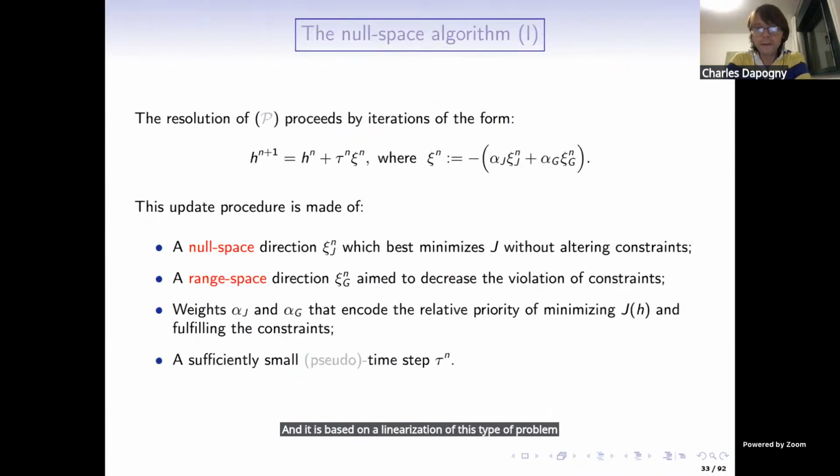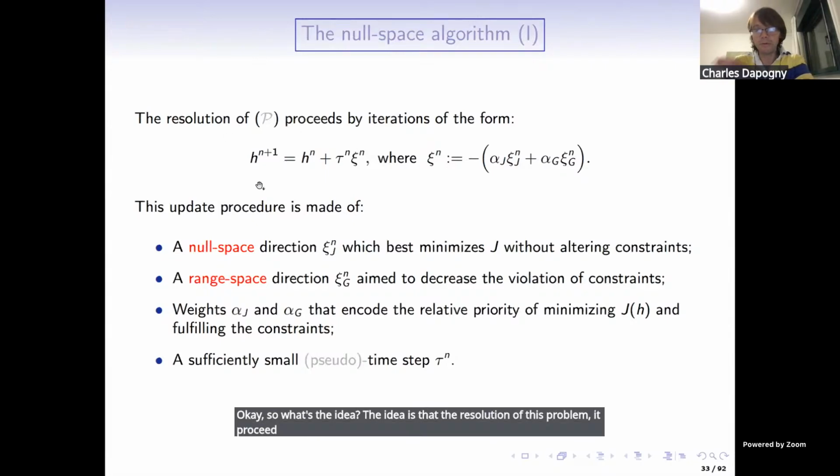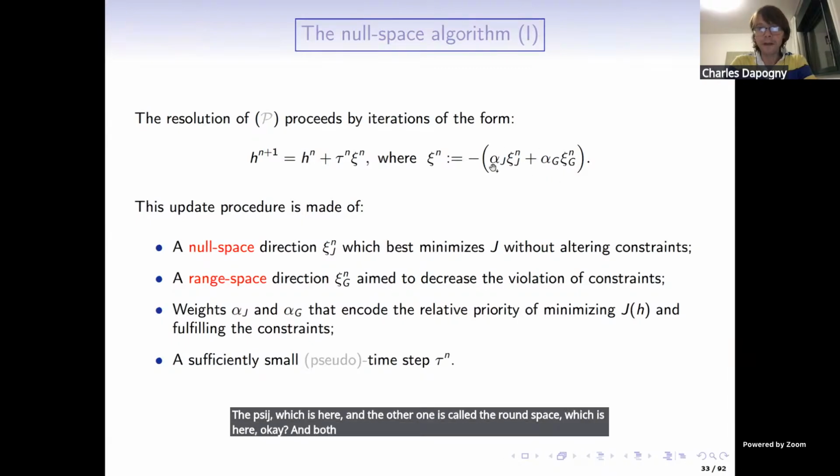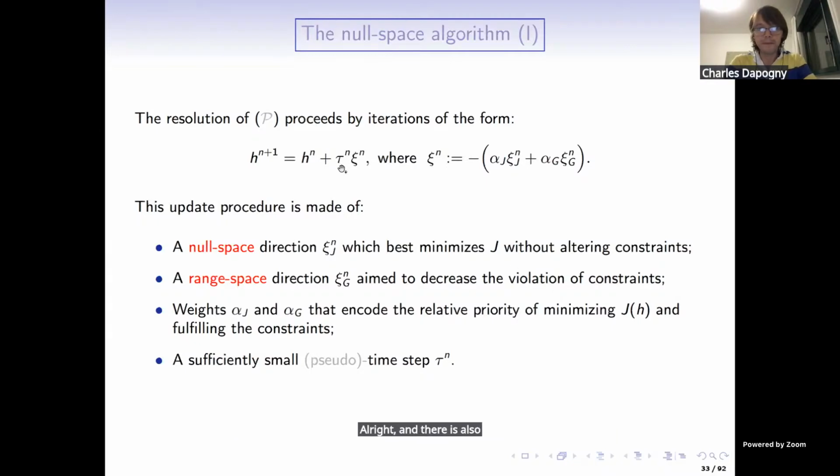Okay. So what's the idea? The resolution of this problem proceeds by iterations of this form. We have a series of iterations, and each new shape h_{n+1} is obtained from h_n by an update of this form. This update is made of two steps. One is called the null space step, ξ_J, which is here, and the other one is called the range space step, ξ_G, which is here. Both are weighted by fixed weights α_G and α_J. And there is also a small pseudo-time step, which is τ and which is here.